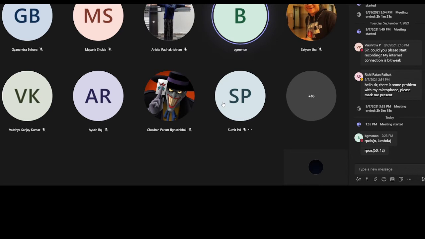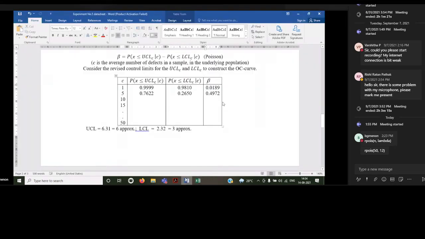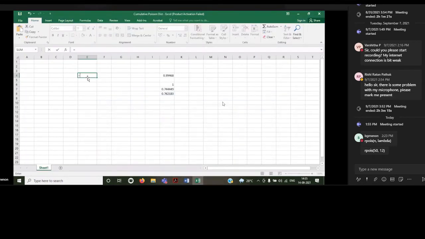So we will find out the cumulative Poisson distribution using the Excel sheet. Can you see the Excel sheet, please? Yes. So let us calculate one by one. Let us calculate for UCL 6 and C equal to 1. You can use the function Poisson.dist, that is Poisson distribution. Now x comma mean comma cumulative.